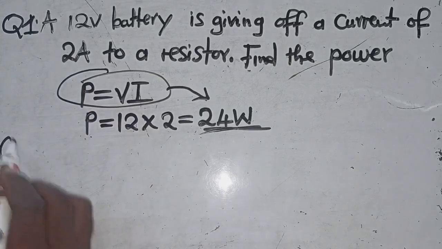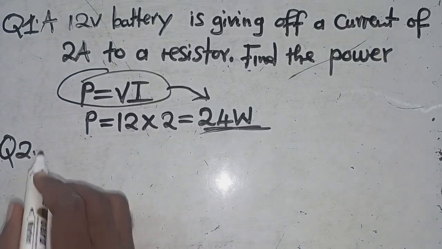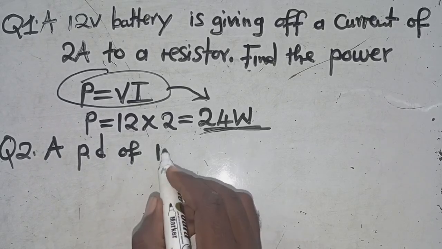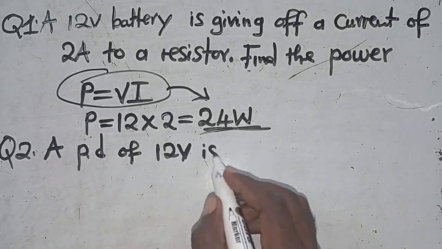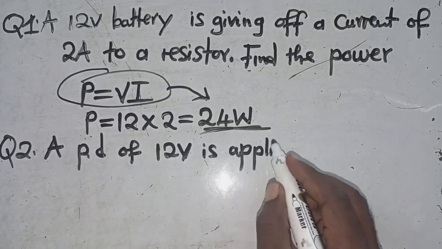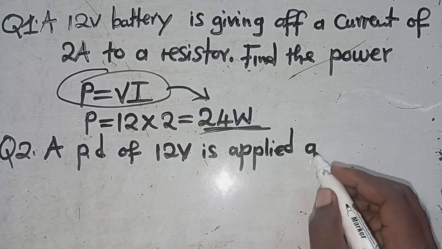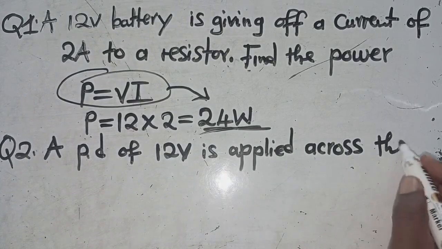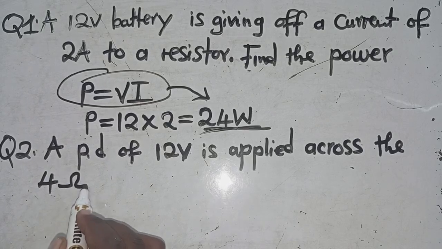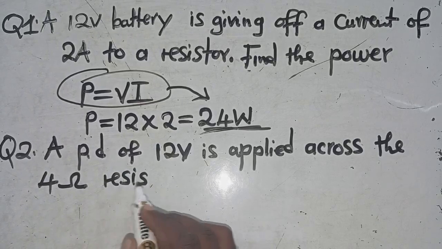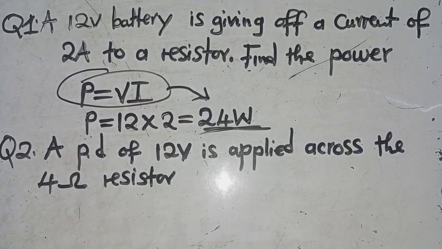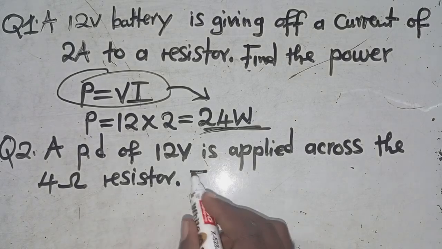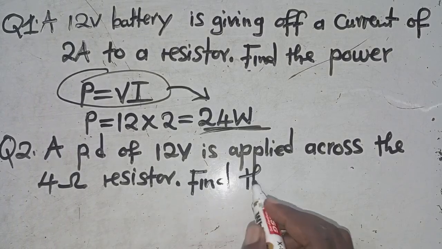What if you are given question number 2 that is like this? They're telling you that a potential difference of 12 volts is applied across the 4 ohm resistor. Then full stop. Then they tell you to find the power.